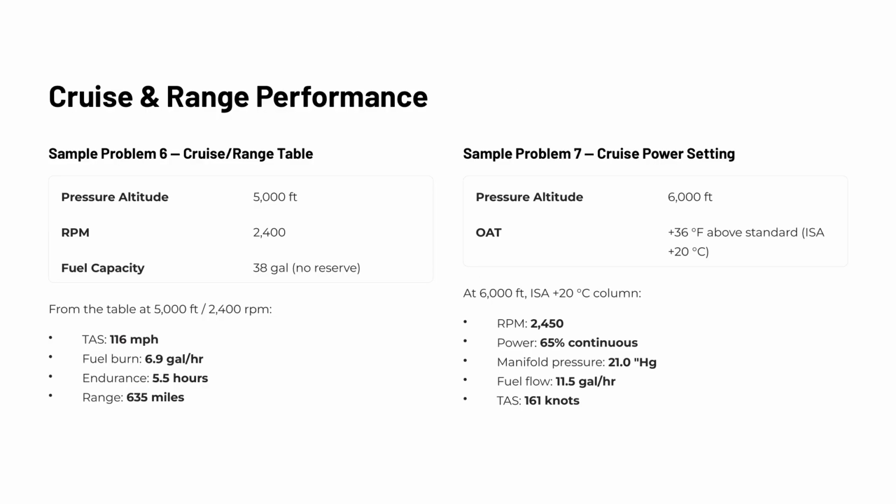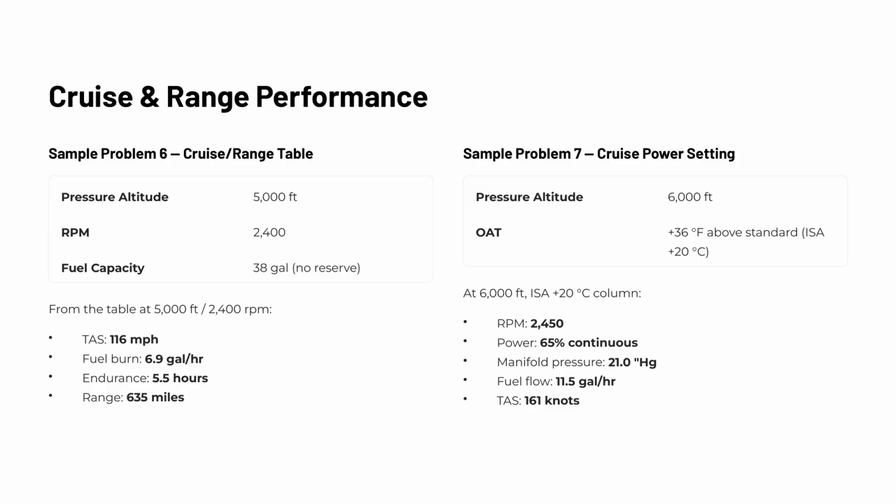Let's work through two practical examples using cruise and range performance tables. In sample problem 6, we're flying at a pressure altitude of 5,000 feet with 2,400 RPM, and we have 38 gallons of usable fuel with no reserve. Looking up those conditions in the cruise table, we find a true airspeed of 116 miles per hour, a fuel burn rate of 6.9 gallons per hour, an endurance of 5.5 hours, and a total range of 635 miles. Notice how endurance and range are directly tied to your fuel load. Always confirm you're using the correct usable fuel figure.